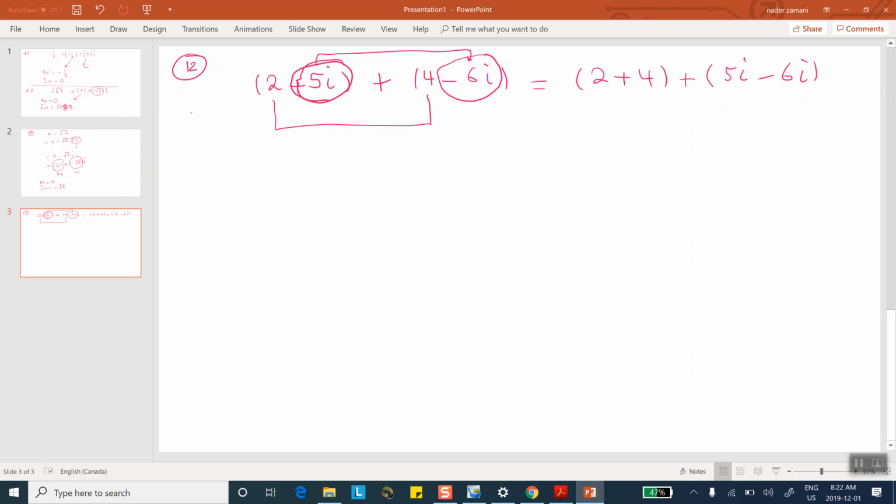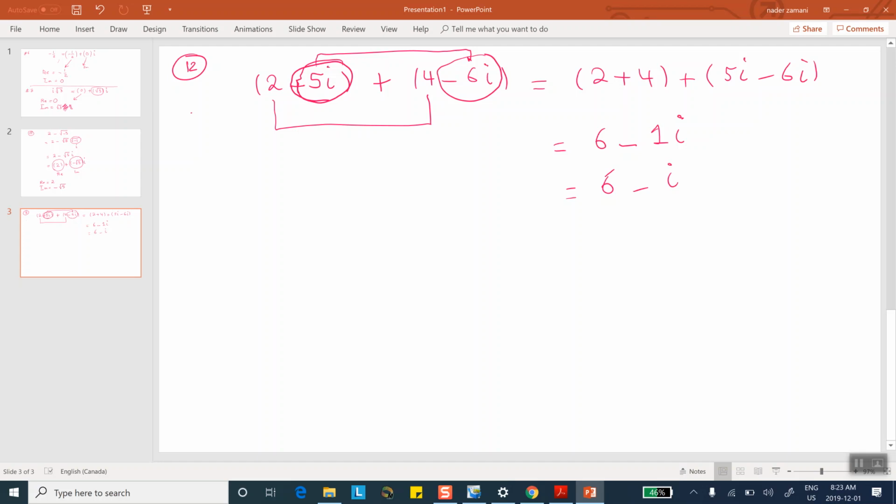These are the imaginary numbers. Okay. So this is going to be 6 minus 1i. See that 5i minus 6i is 1i, so minus 1i. People usually don't write the 1, but I did write it for you. So this is going to be 6 minus i. You can leave it like this.